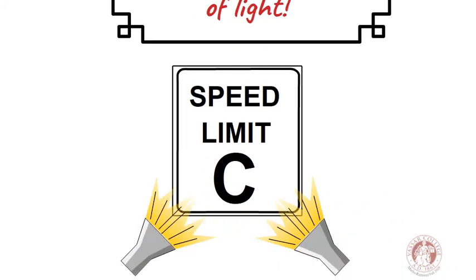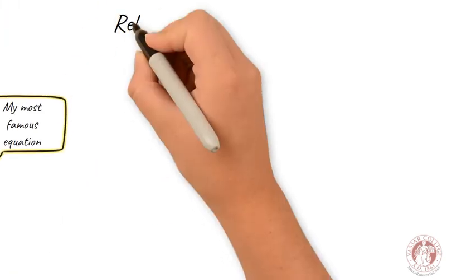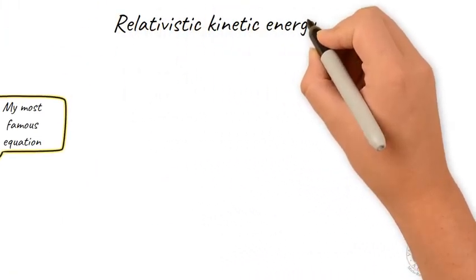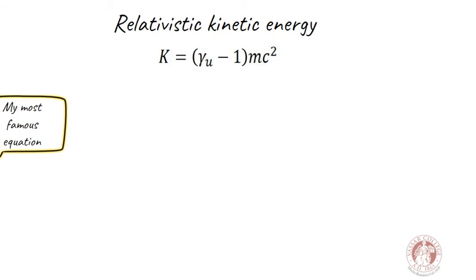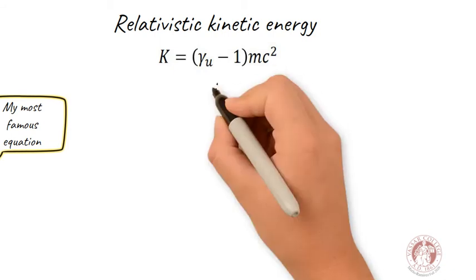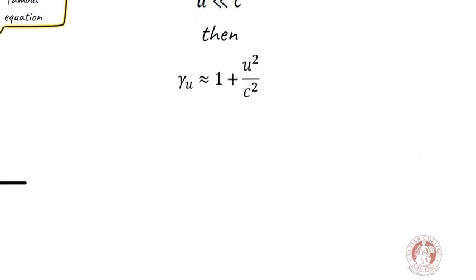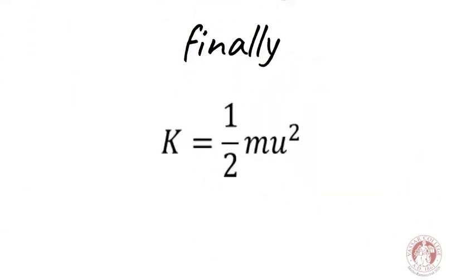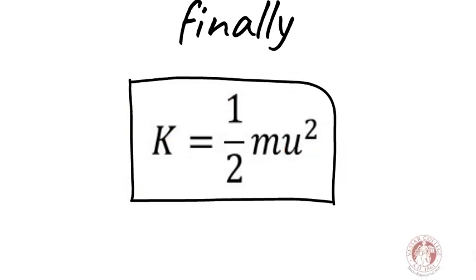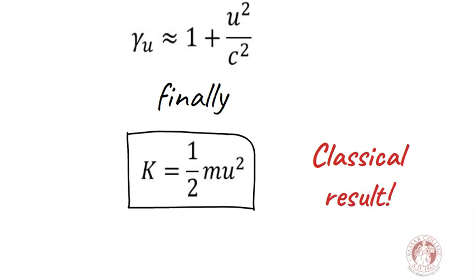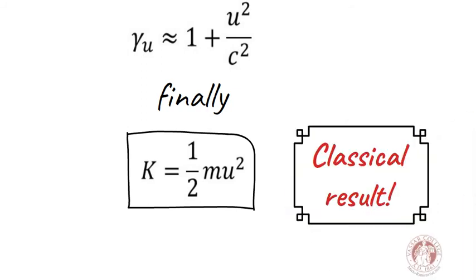Now, let's analyze the kinetic energy. As discussed in previous videos, we need to get the classical results when the speed of the body is much smaller than the speed of light. Then, if u is much smaller than c, and using the binomial expansion of the relativistic factor, we get that the relativistic kinetic energy is the same as the classical case, confirming one more time that special relativity is a complete theory.